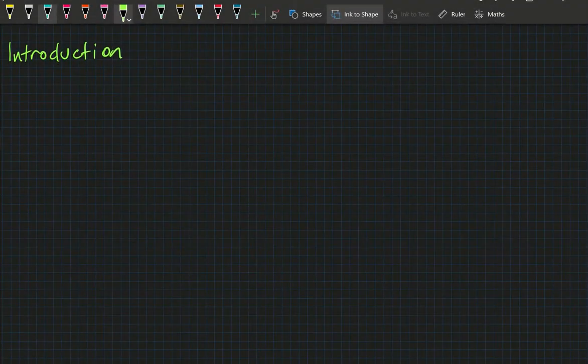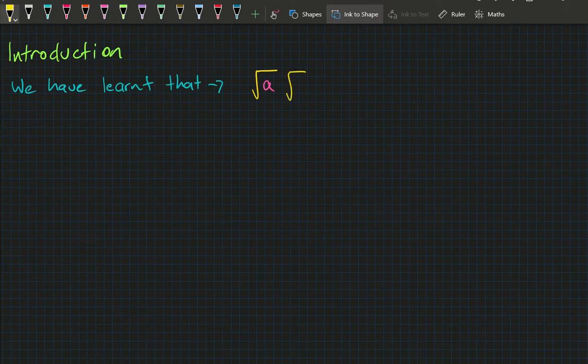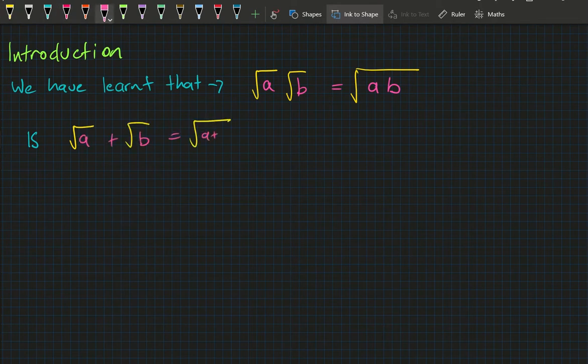In the last lesson, we learnt that multiplying two square roots together is the same as the square root of those two numbers multiplied together. So the square root of a times the square root of b is equal to the square root of a times b. And of course, this goes back the other way as well. In this lesson, we're going to ask the question, is the sum of two square roots equal to the square root of the sum of those numbers? In other words, is the square root of a plus the square root of b equal to the square root of a plus b?